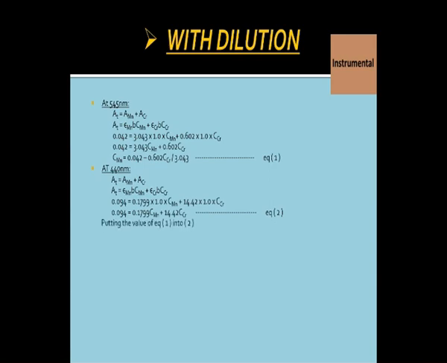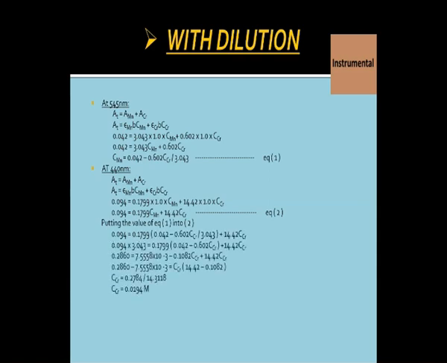Now putting the values of equation 1 into equation 2, we will get the concentration of chromium, which is 0.0194 molar, and then putting this value into equation 1, we will get the concentration of manganese, which is 9.9901 exponent minus 3 molar.